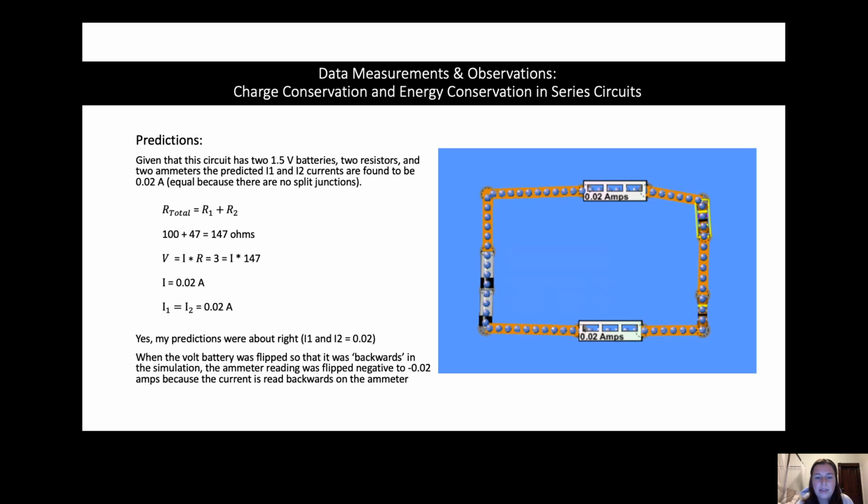And here you can see that when the battery was flipped backwards in the simulation, the ammeter was reading negative 0.02. This is because the current was read backwards on the ammeter.